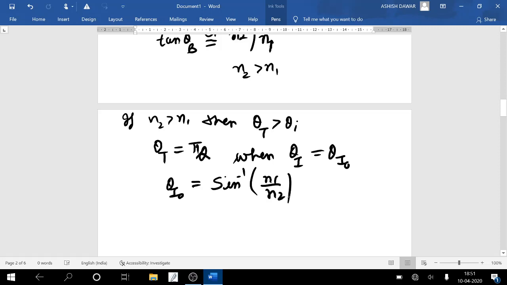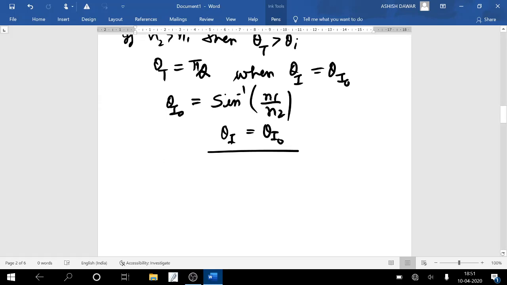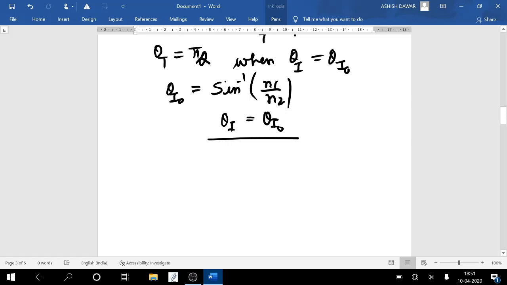So for the waves that are incident at theta I equal to theta I naught, the refracted wave propagates parallel to the surface. So there can be no energy flow across the surface. Hence, at that angle of incidence there must be total reflection.